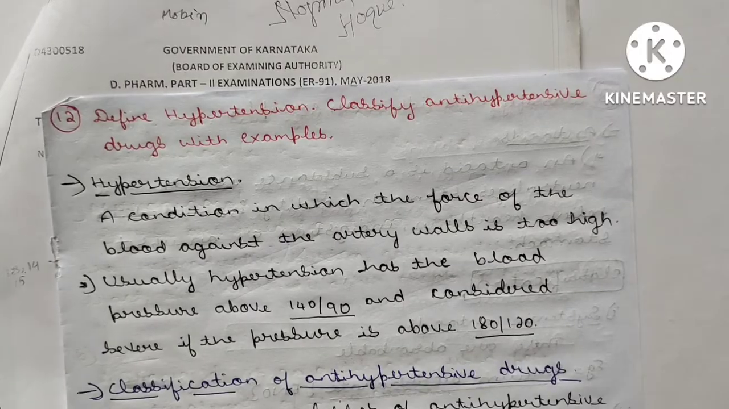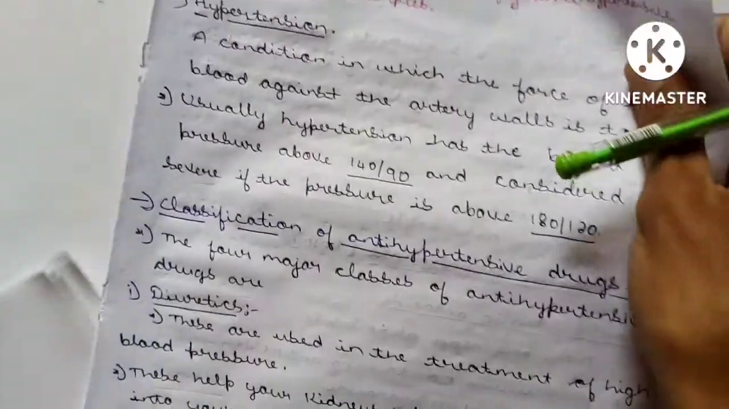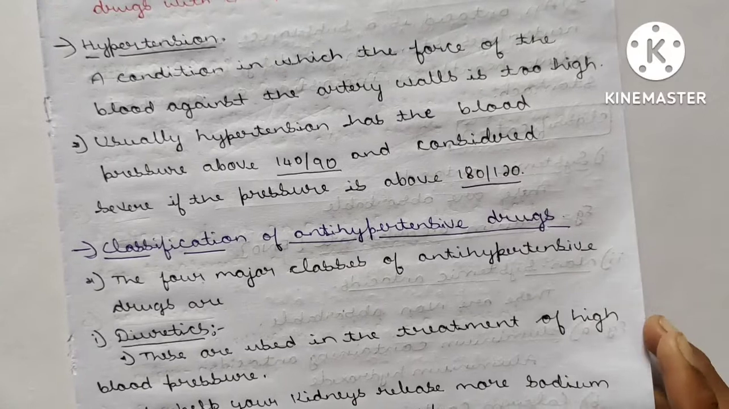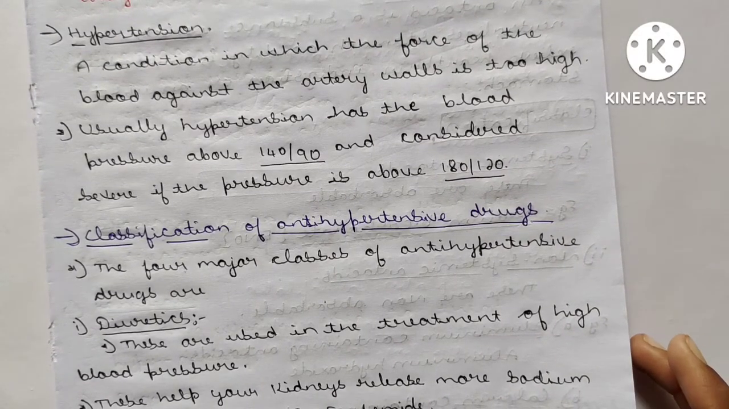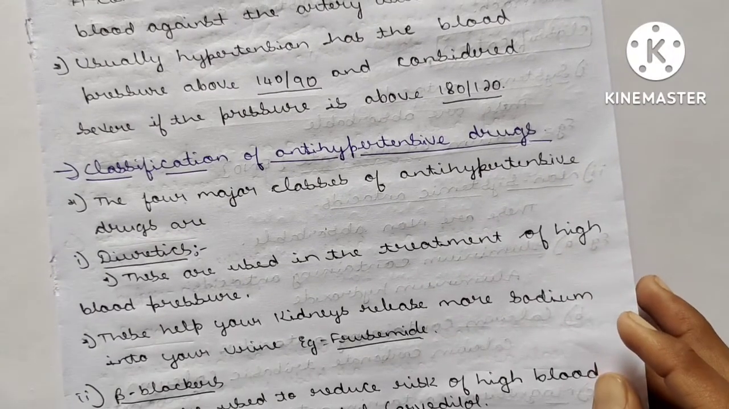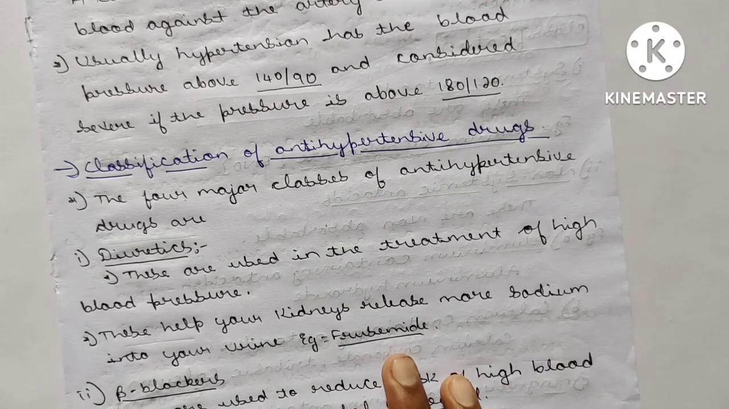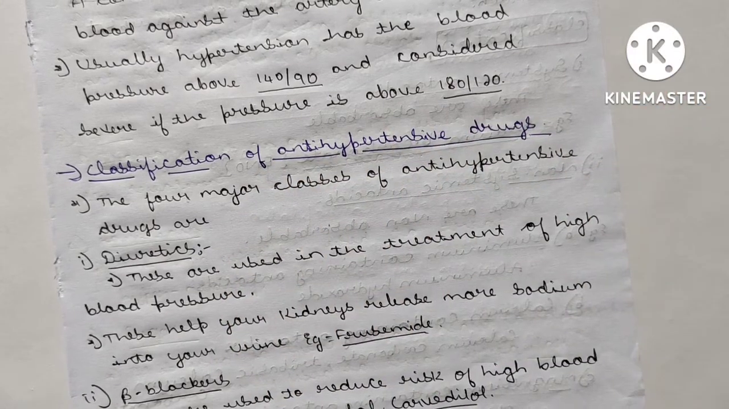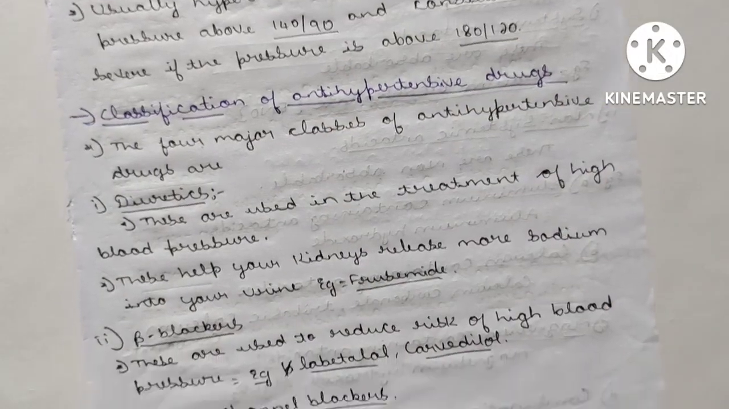Very simple. Now the classification of antihypertensive drugs. Let's discuss those classifications. There are four main classes of antihypertensive drugs. The first are diuretics. These are used in the treatment of high BP. They help your kidneys release more sodium into your urine. Example, furosemide. If your urine passes more sodium and electrolytes, then gradually your BP comes down.